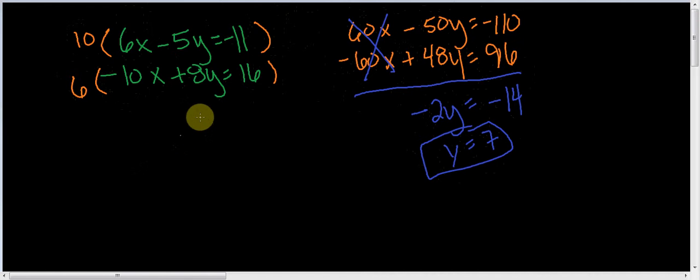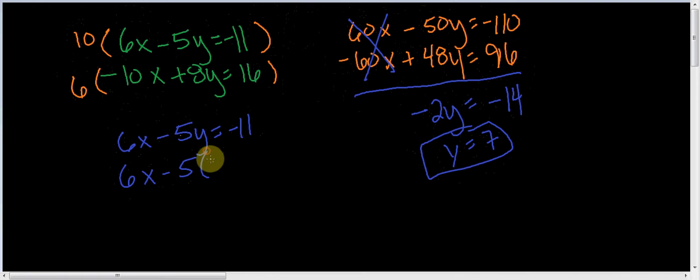Okay. Now from here, it's just like substitution. I take one of my original equations. I'm going to take the one on top. 6x, oh, I didn't change my pen color. Oh well. 6x minus 5y is equal to negative 11. Okay. And I'm going to substitute in that y that I just got, which was 7. So 7 goes in the parentheses.